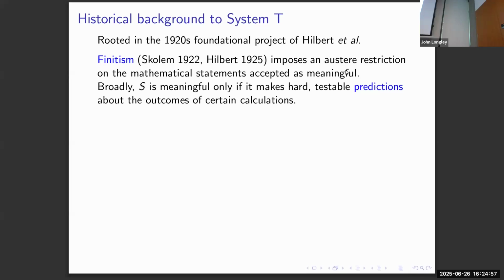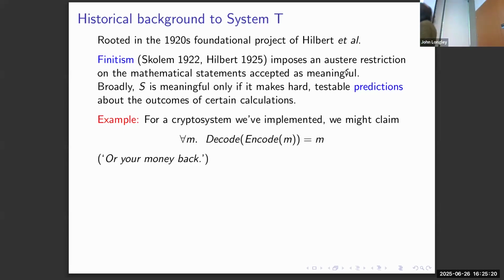So there's this finitist school, which imposes a severe restriction on the kinds of mathematical statements that we accept. As a broad first approximation, we accept a statement as meaningful only if it makes clear, testable predictions about the outcomes of certain calculations. Let me illustrate that with an example.